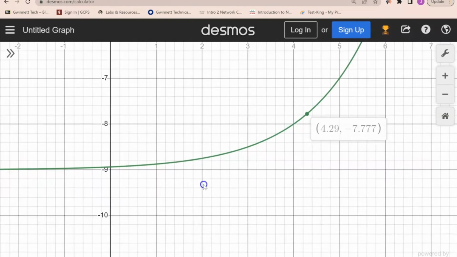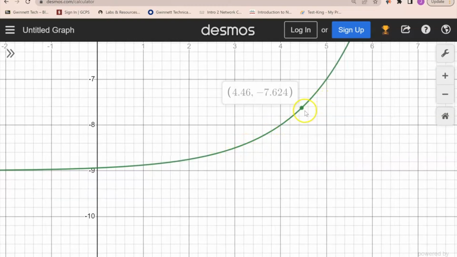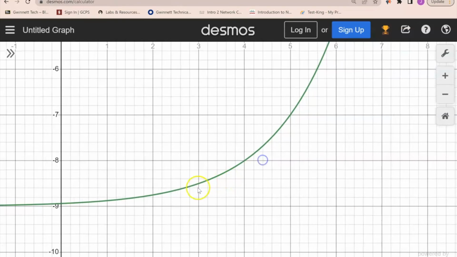Okay, so that's my first point. Oh, look at this. Somehow I managed to get my point to stay on the graph. How did I do that? Y'all, it was by accident. I don't know what I did. Oh, it's gone. All right, so corners.